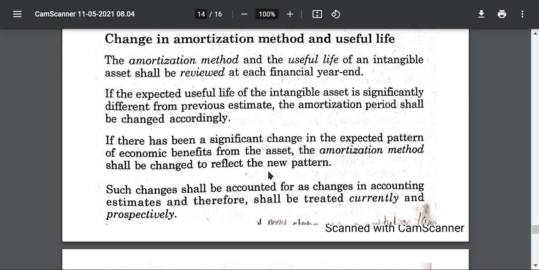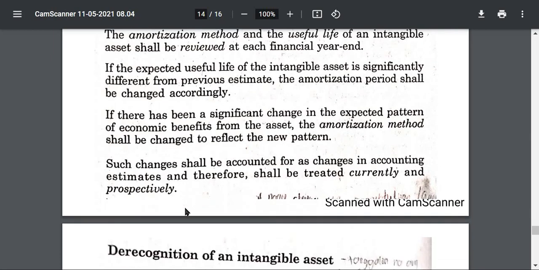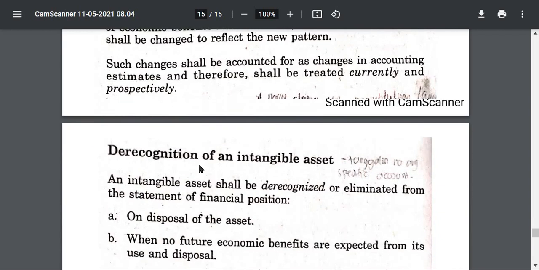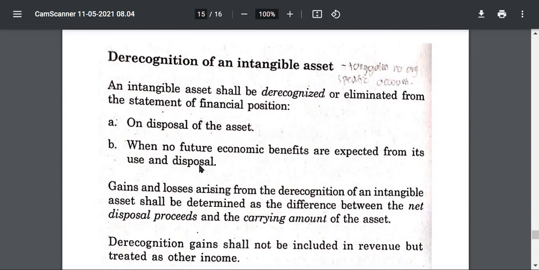And again, such changes of amortization method and useful life shall be accounted for as a change in accounting estimate, and will therefore be treated currently and prospectively. Yan. So wala nang retroactive at restatement kapag change in accounting estimate.